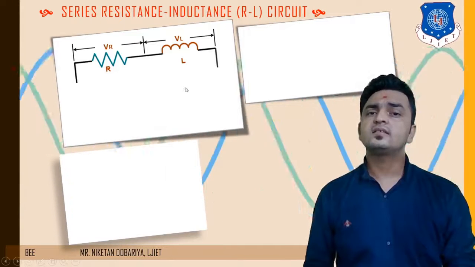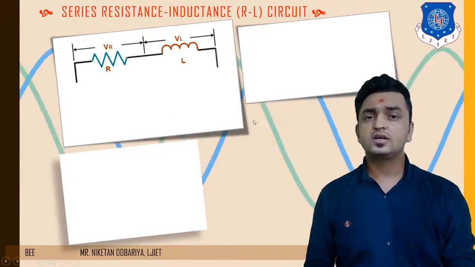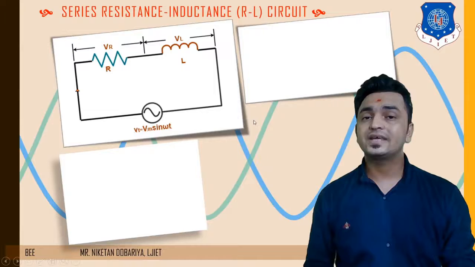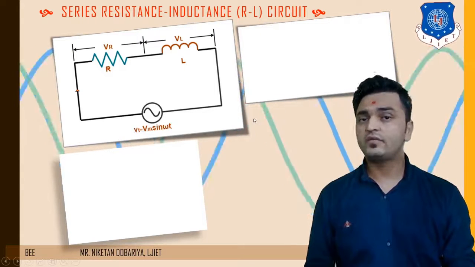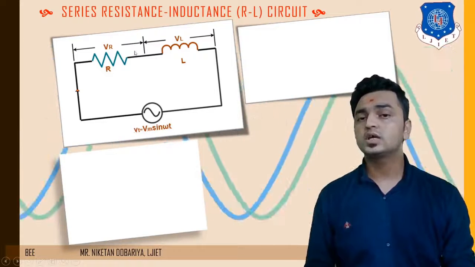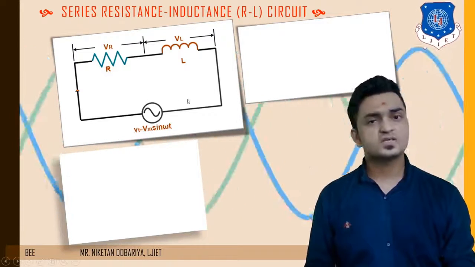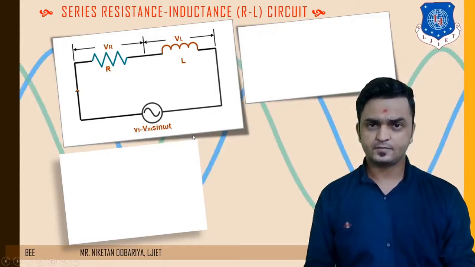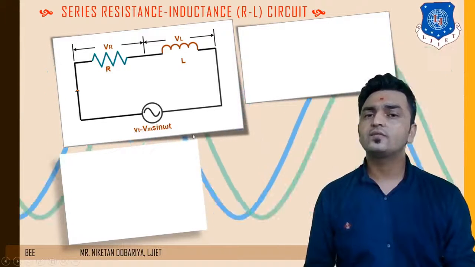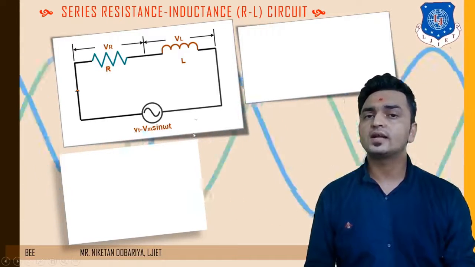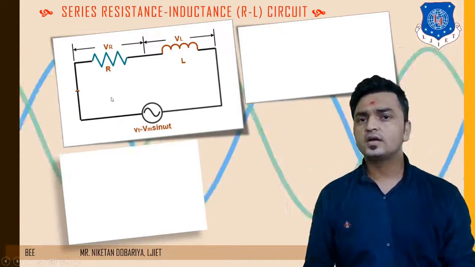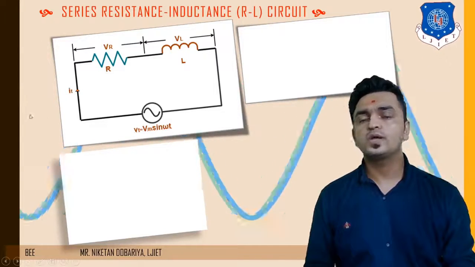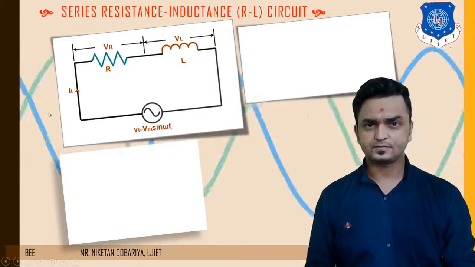Now this RL series connection is connected across an AC voltage source having the value v(t) equal to Vm sine omega t. When this AC voltage source is applied to the RL series circuit, it will provide an alternating current, and that is going to be i(t).